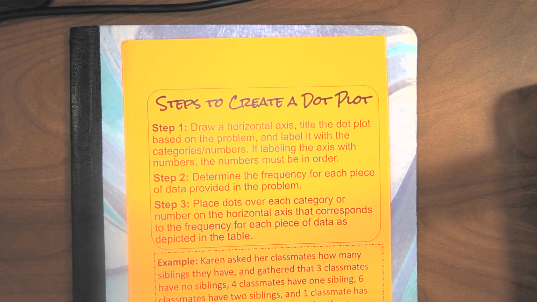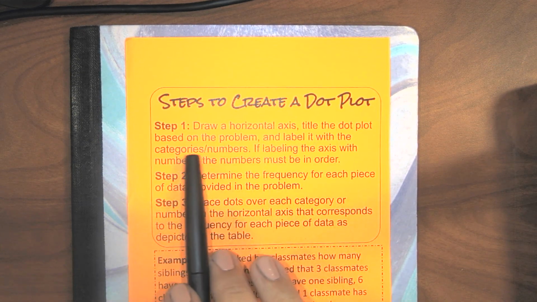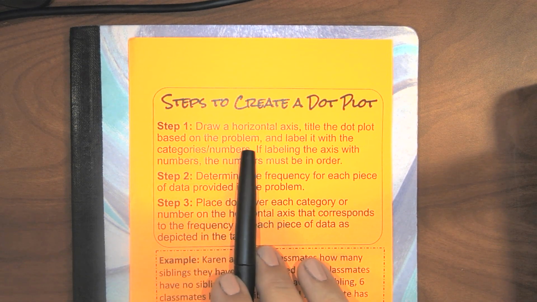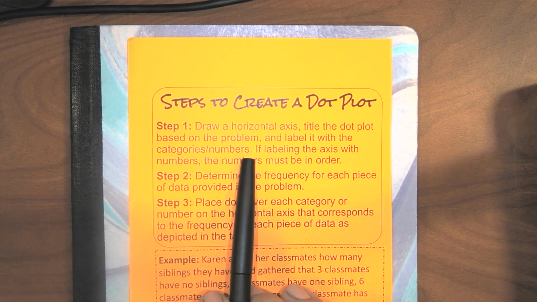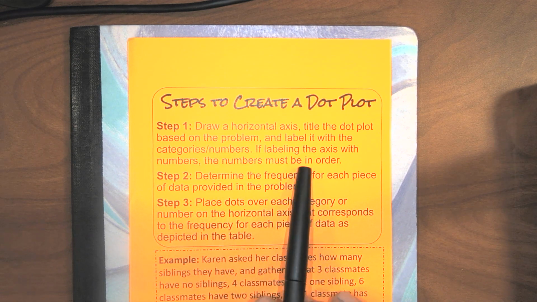So we have 3 steps here that we're going to follow. First, we're going to draw a horizontal axis. That means going this way. We're going to title our dot plot on the bottom. We're going to label it with our categories or our numbers. And if we're labeling the axis with numbers, we're going to make sure that the numbers are in order like a number line.